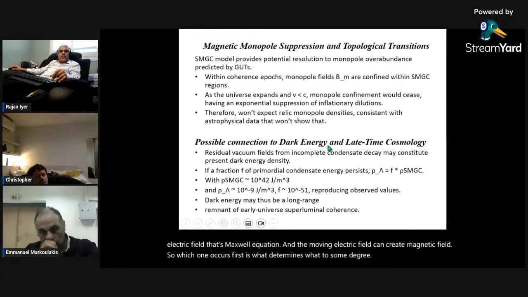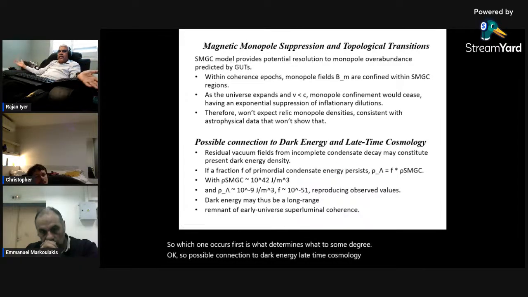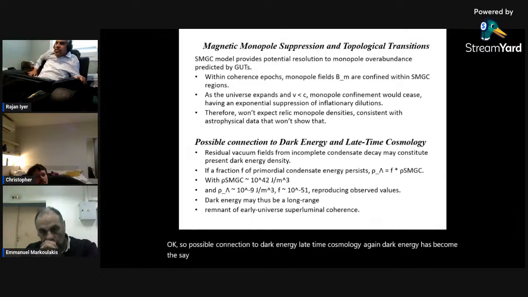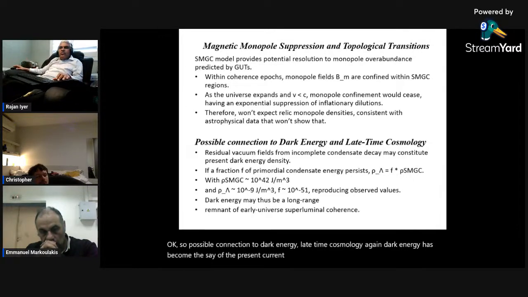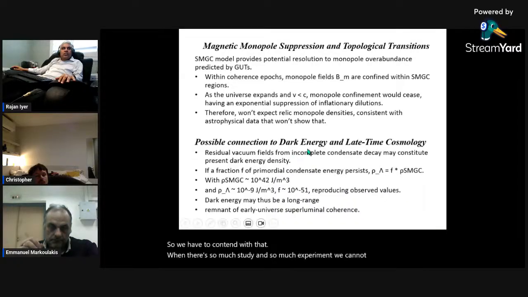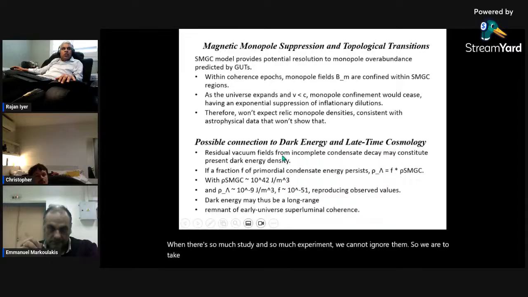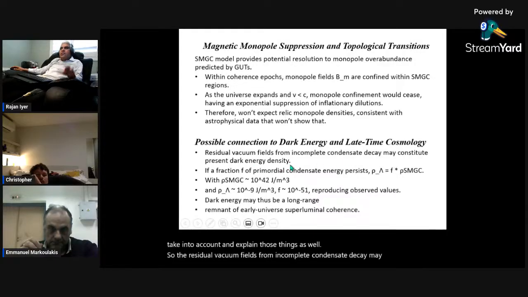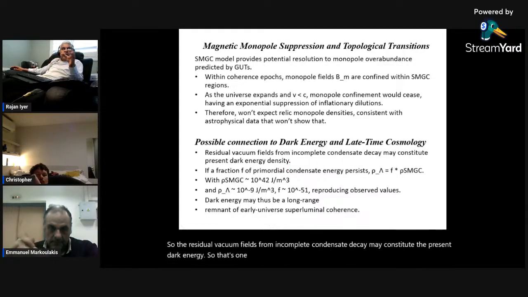Okay, so possible connection to dark energy and late time cosmology. Again, dark energy has become the say of the present current physics. Without dark energy, you cannot explain a lot of the curves, right? So we have to contend with that. When there's so much study and so much experiment, we cannot ignore them. So we have to take into account and explain those things as well. So the residual vacuum fields from incomplete condensate decay may constitute the present dark energy density. So that's one of the inferences that we can come from it.